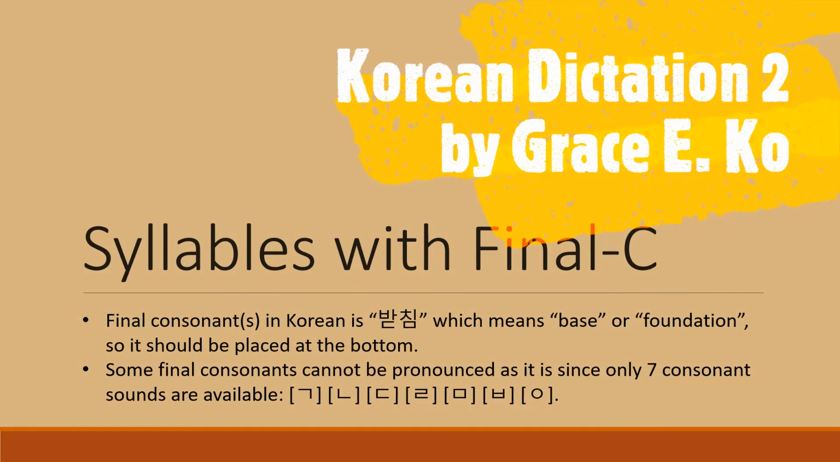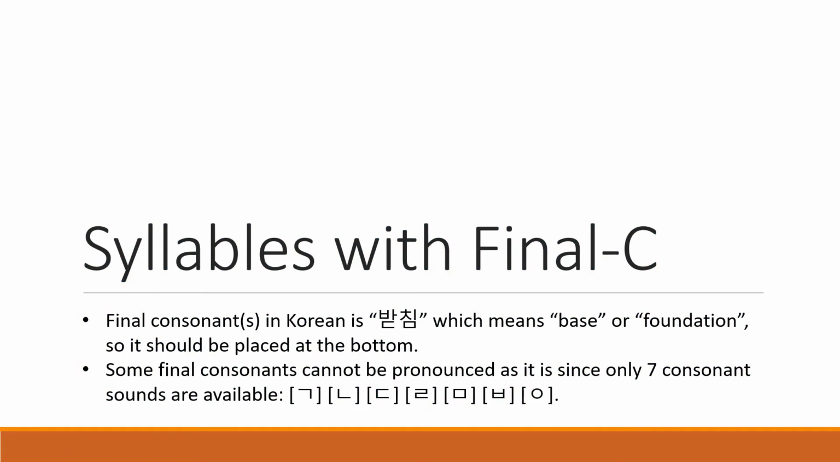Here, you have a second dictation material. This time, I will introduce the vocabularies that have syllables with a final consonant. So the syllable has three elements: consonant, vowel, and another consonant underneath. And we call that second consonant the final consonant.